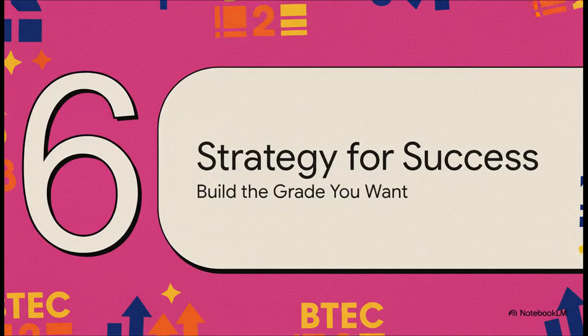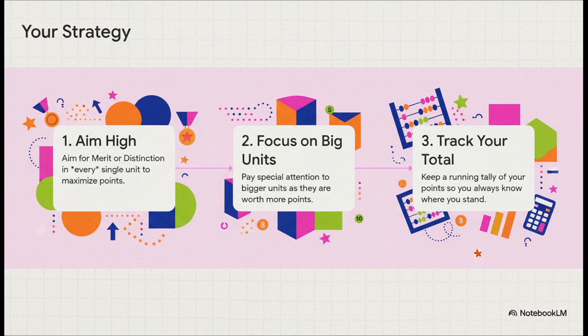Okay, so now that you know the rules of the game, how do you play to win? How can you use this information to build the grade you really want? It really boils down to a simple 3-part game plan. First, consistency is everything. A couple of pass grades can really drag down an awesome distinction, so you've got to aim high in every single unit. Second, pay attention to the bigger units. They're the heavyweights, worth way more points, and they're your best chance to rack up your score. And third, keep score. Track your points as you go. That way you'll always know exactly where you stand and what you need to do next.